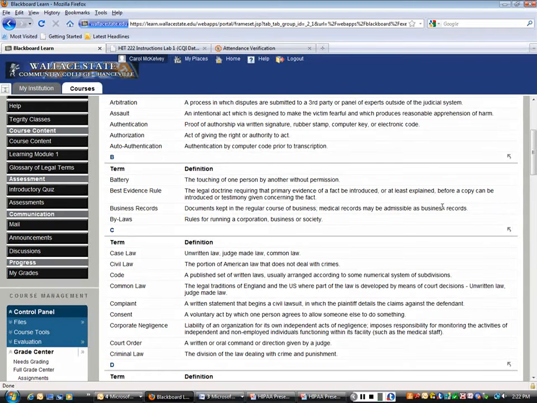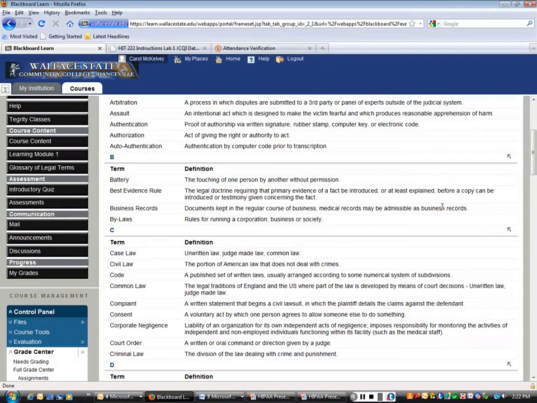Business records, we've talked about this many times. It's documents that are kept in the regular course of business. And medical records may be admissible because they're business records, not because they're medical records, but because they're business records. And if we keep those in the normal course of business at a healthcare institution or facility, whether it's outpatient or inpatient, if we normally keep a record on everybody in the normal course of business, then that's a business record.